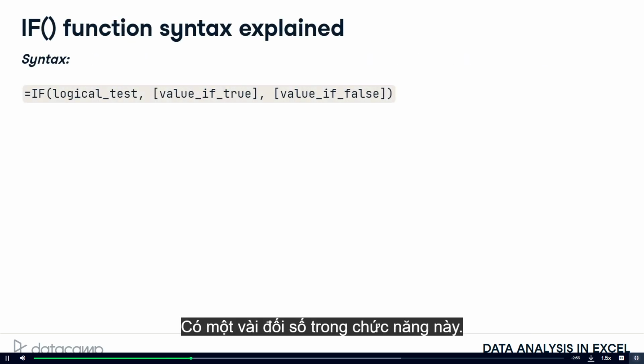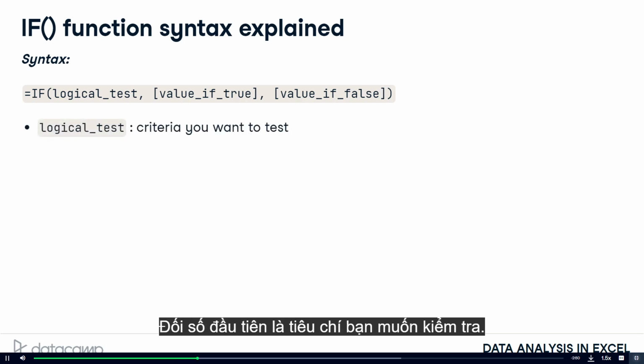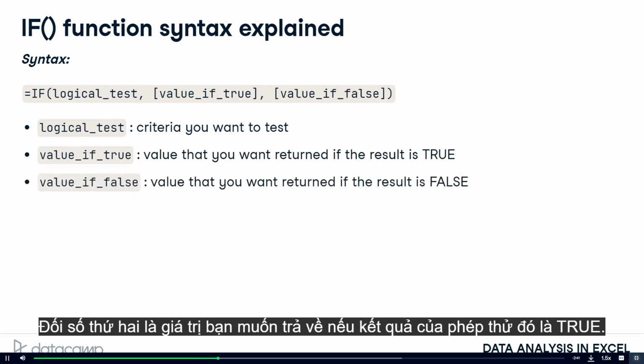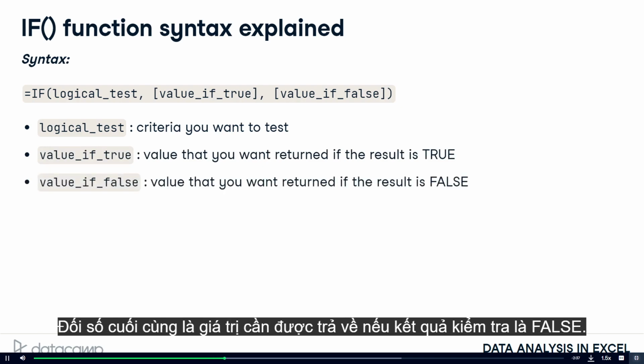There are a few arguments in this function. The first argument is the criteria you want to test. The second argument is the value you want to return if the result of the test is true. The last argument is the value that needs to be returned if the result of the test is false.